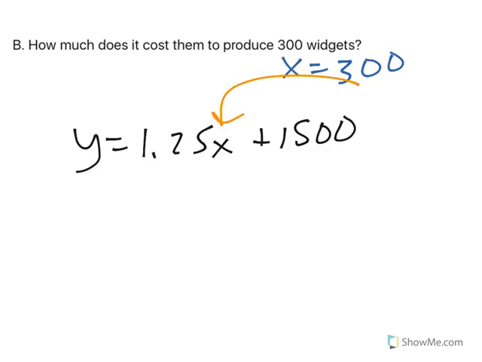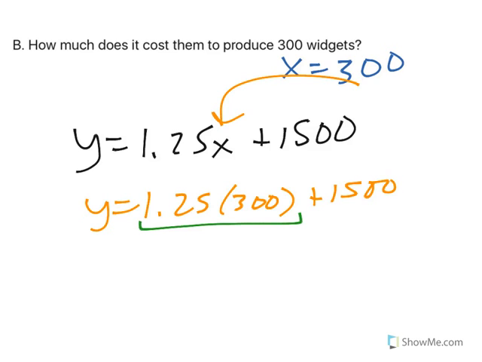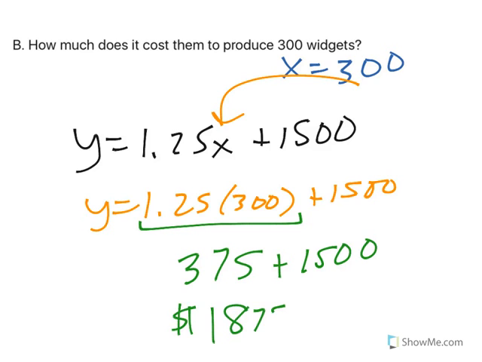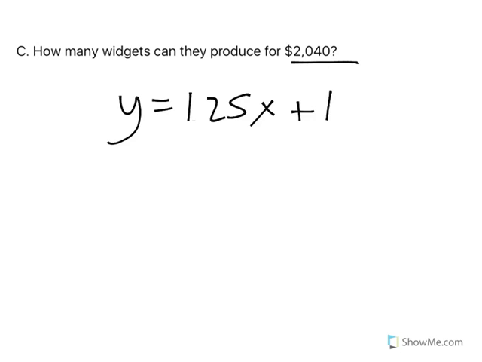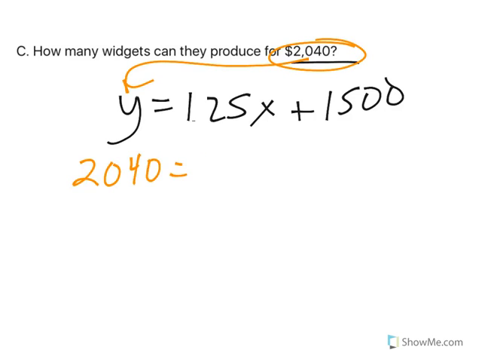So I'm going to plug that 300 in for X. 1.25 times 300 plus 1,500. I multiply first, and I get 375 plus 1,500. So to produce 300 widgets, it's going to cost the company $1,875 that day. And let's say that they say, you know what, today let's only spend $2,040. Well, that's the total cost. So if I have Y equals 1.25X plus 1,500, that total cost is going to go in for Y. So 2,040 equals 1.25X plus 1,500.